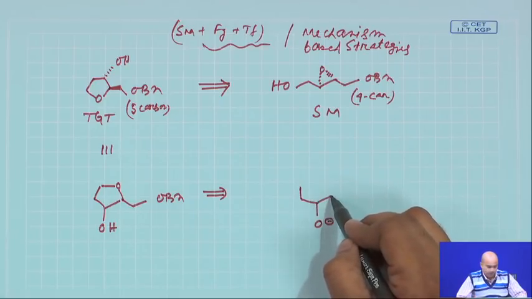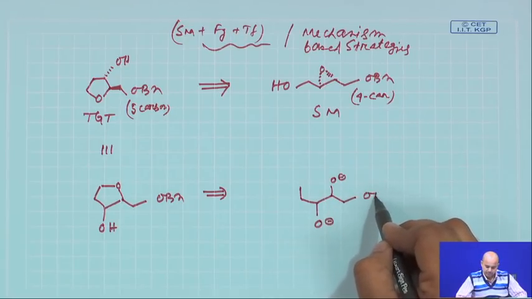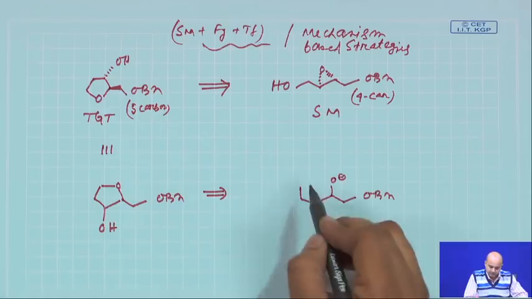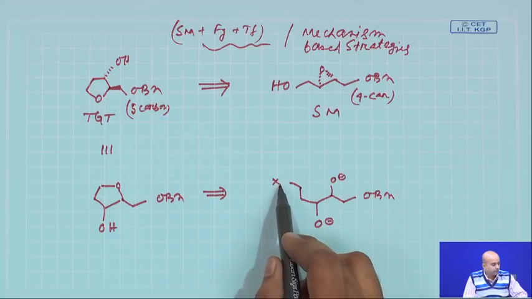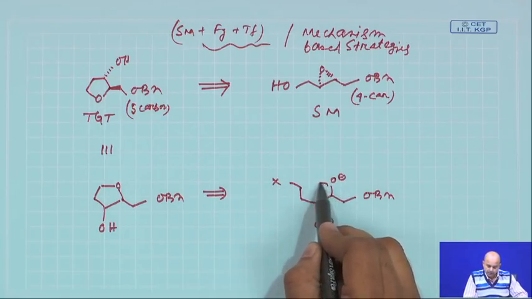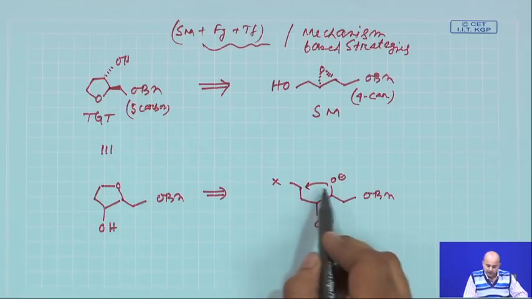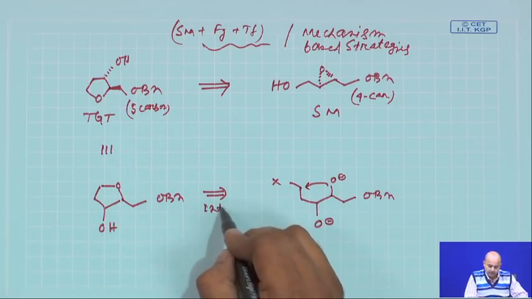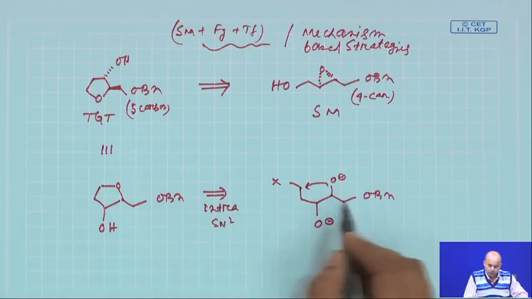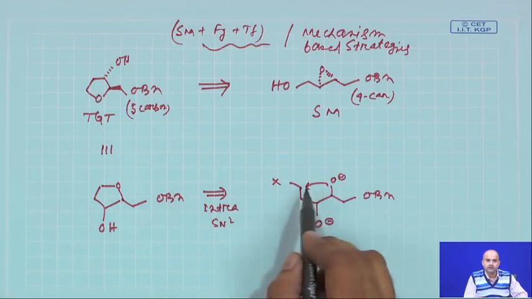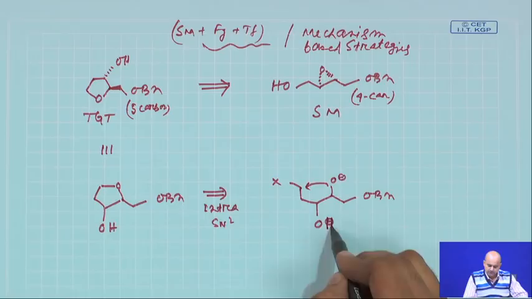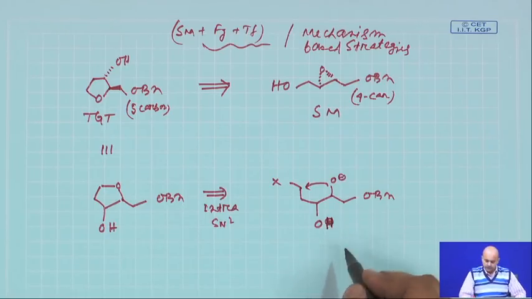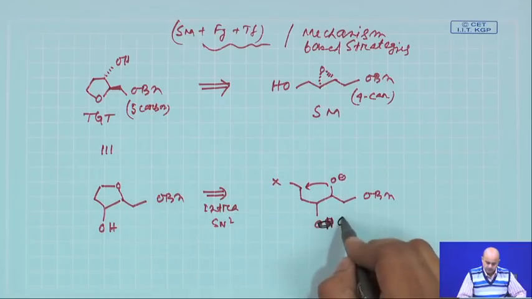Now, if you can think of some intermediate, something like this, and here you have a leaving group at one end. So, this can undergo an intramolecular SN2 type reaction to give you the 5 member ring. This O minus you can just keep as an OH, because that will be a more convenient way. You can just put it as an OH, fine.